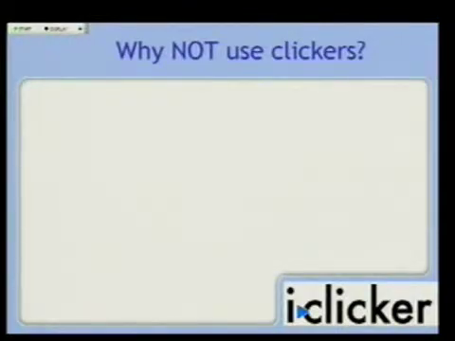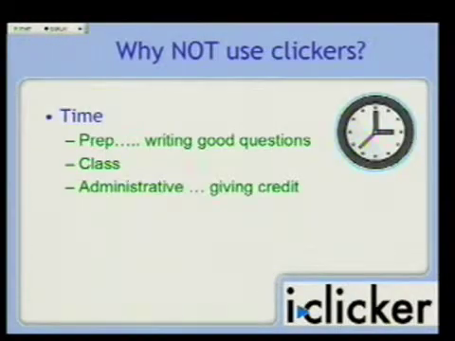So at this point, hopefully, the question is, well, why wouldn't you use clickers? Right? I mean, everything's so great. It's baseball and apple pie or something. But I think there are some good reasons not to use clickers, and we should think about them carefully before you decide to use them in your class. I think they're the classic problems with why one wouldn't do anything, and those are time and money.